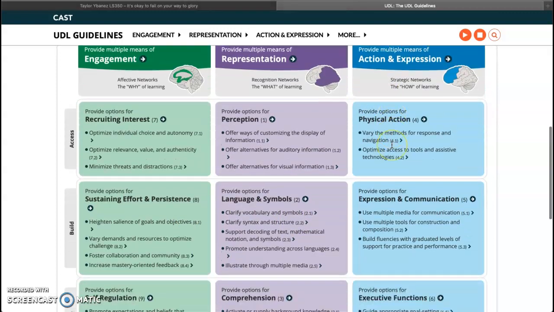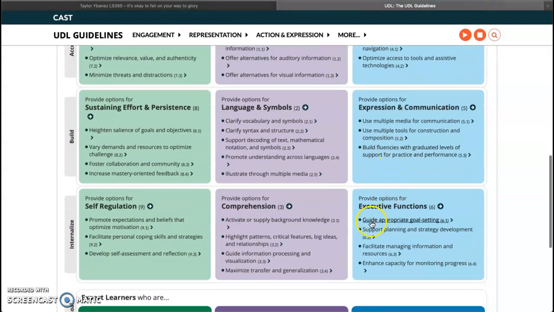Third, for action and expression, I believe I gave them a guide to appropriate goal setting. So just anything to where they could change the way they approach certain situations and ways that they can help others. For self-regulation, I implemented development of self-assessment and reflection.